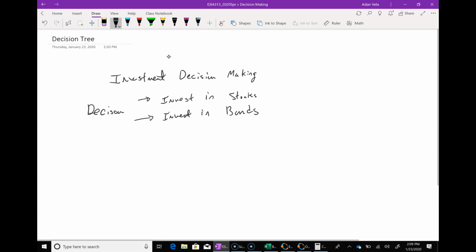Right. Now the issue is the return is based on what the stock market does, or let's say what the economy does or the market does, okay? And so what we're going to say is maybe we'll have a bull market, or we're going to have a bear market, okay?